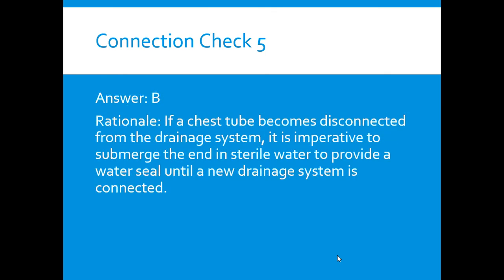Okay, the answer is B. So if a chest tube becomes disconnected from the drainage system, it is imperative to submerge it into about 1 to 2 inches of sterile water to provide a water seal until a new drainage system is connected. And then, of course, we will contact the physician.